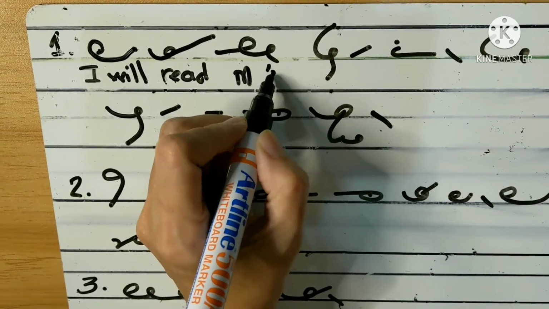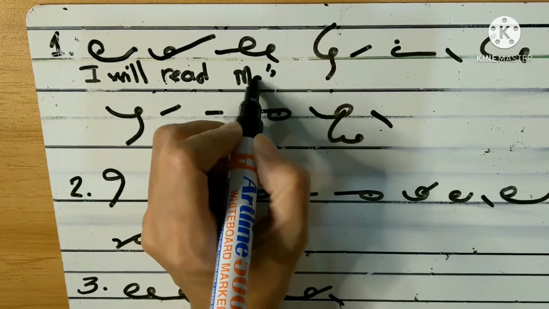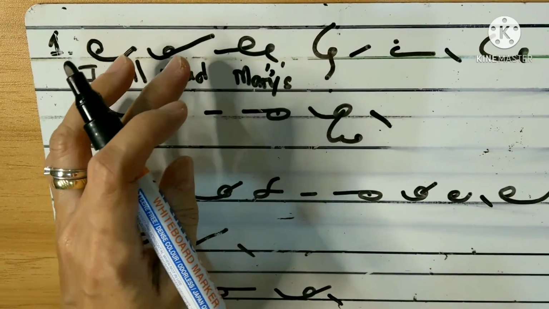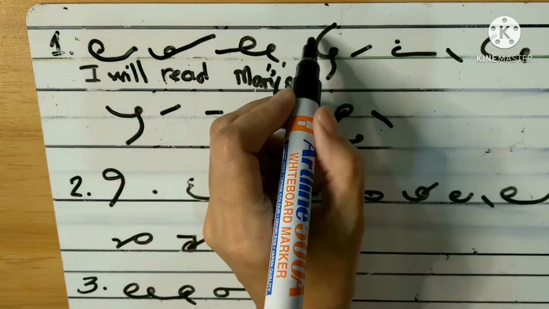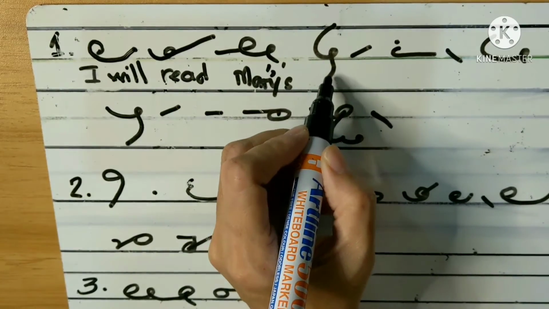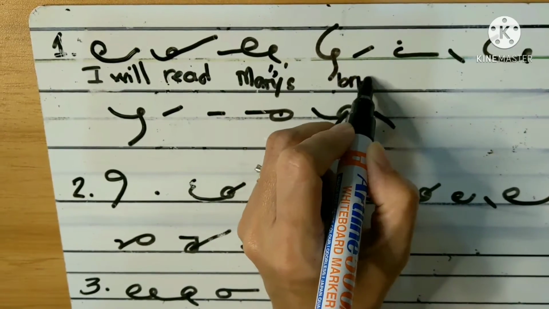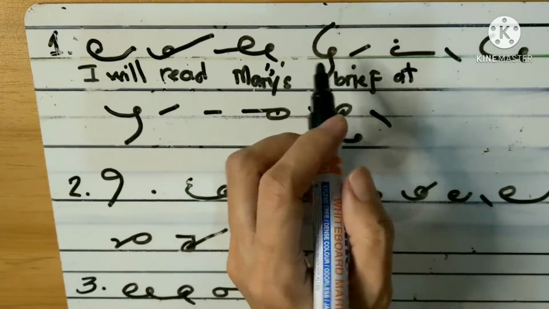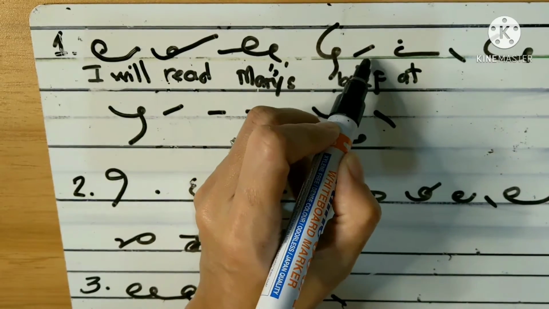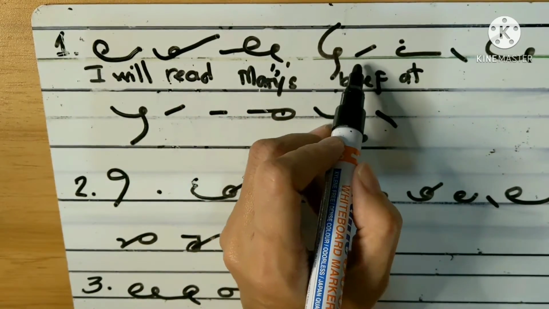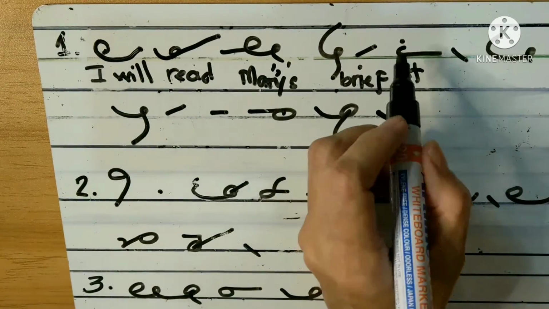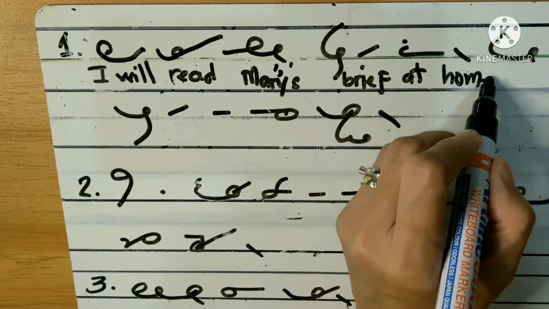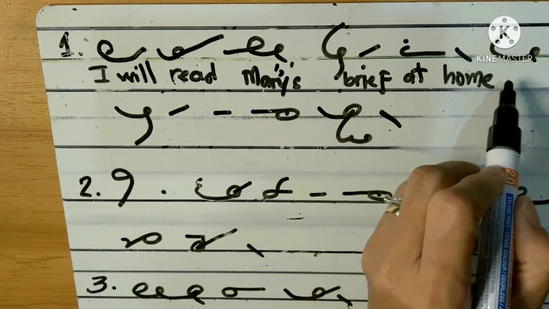Itong dalawang ito, this is a capitalization. So, ibig sabihin, either pangalan ng tao or month. B-R-E-F, brief. At. Itong letter T, either it or at. So, depende yan sa sentence. H-O-M, home. And then, period.